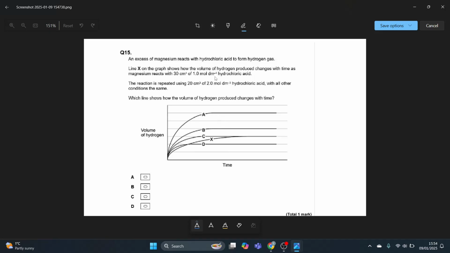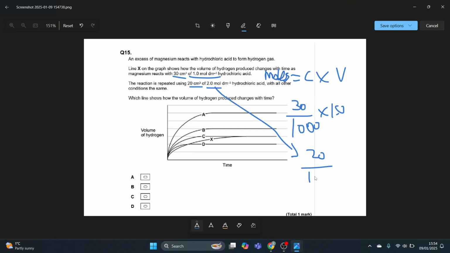So for this kind of question, they've given us a concentration and a volume, and the most common thing to do is find out the moles. Moles is concentration times volume. So in this case, it's going to be 30 divided by 1,000, because we want dm cubed, times 1.0. And in this case, it's going to be 20 divided by 1,000 times 2.0. Once I calculate those values, I get 0.03 moles, and in this case, 0.04.